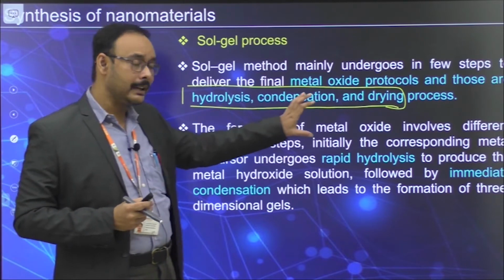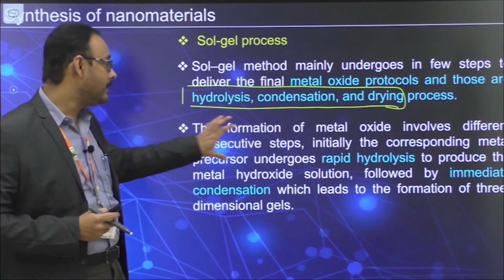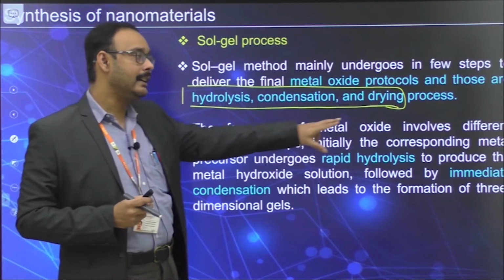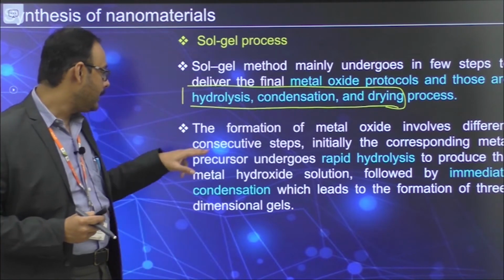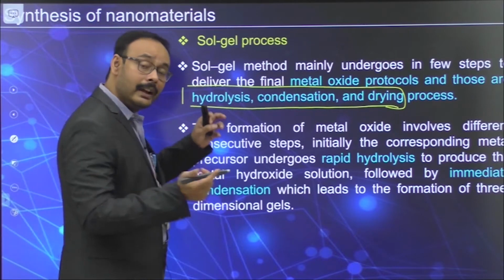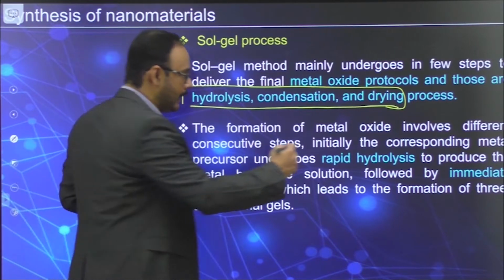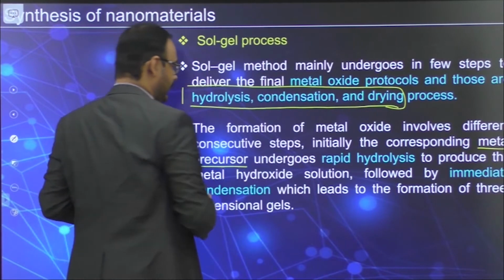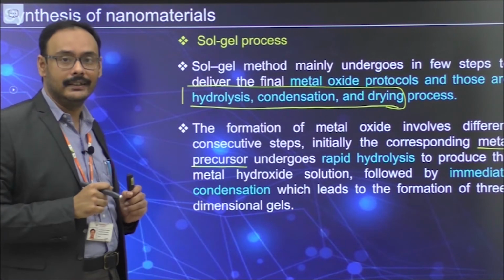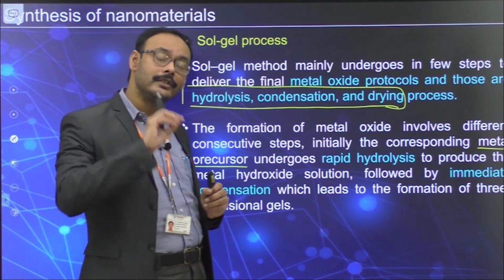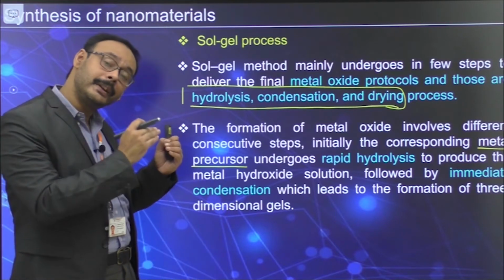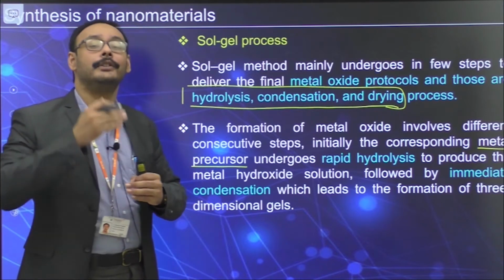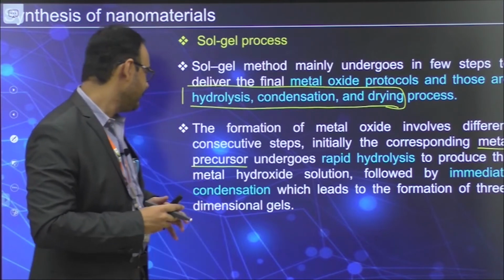The formation of metal oxide involves different consecutive steps. As I have told you, initially the corresponding metal precursor. Now we have actually introduced another term. What is it? Metal precursor. So that's your starting material in this case. Sol is not your starting material. From metal precursor you are forming sol, and from that sol you are forming gel.